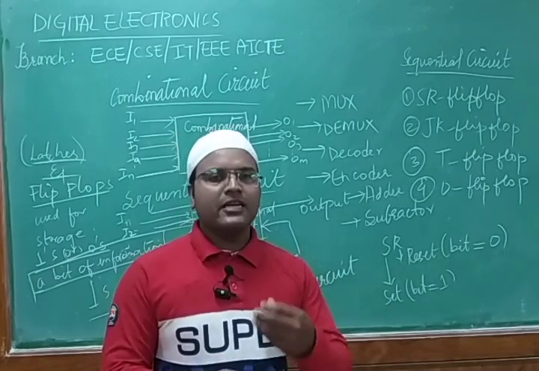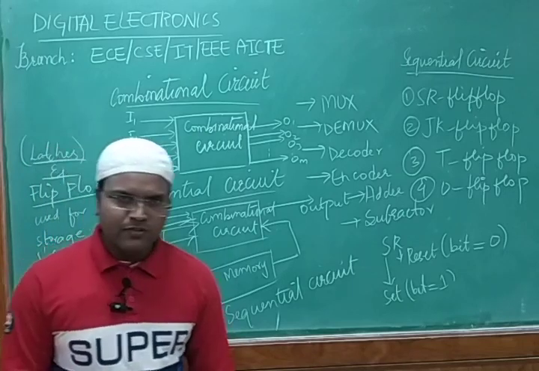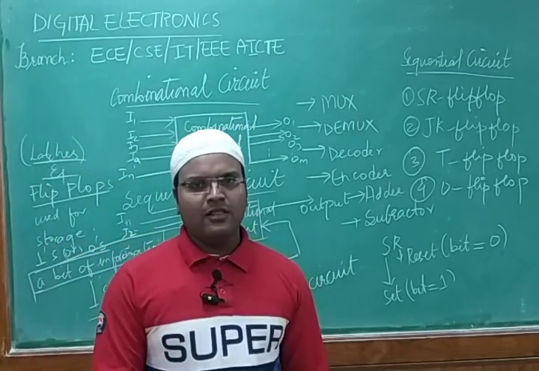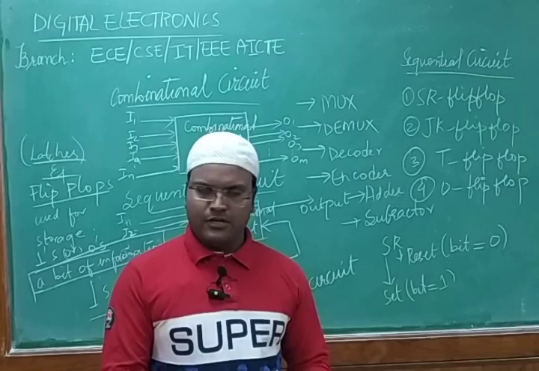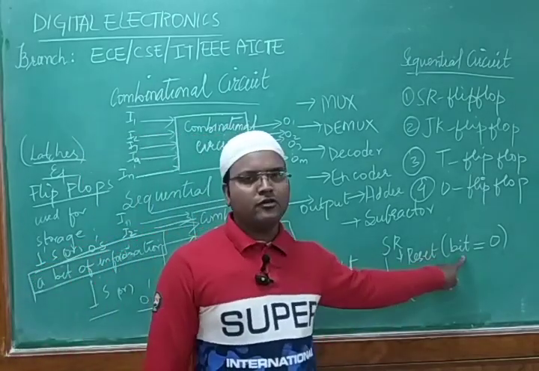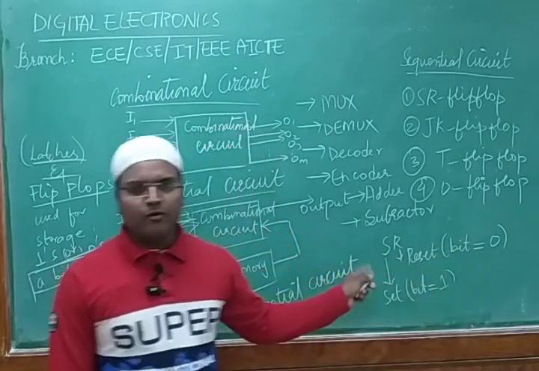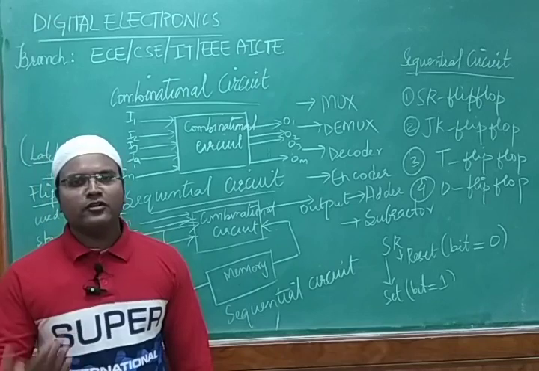So what is that limitation? When set is equal to 1 and reset is equal to 1, both values equal to 1, then it is an invalid condition. It cannot happen, right? If set is 1, reset needs to be 0. If set is 0, reset needs to be 1. That way we can design it. But if you're getting both values as 1, 1, then it is going to be invalid.